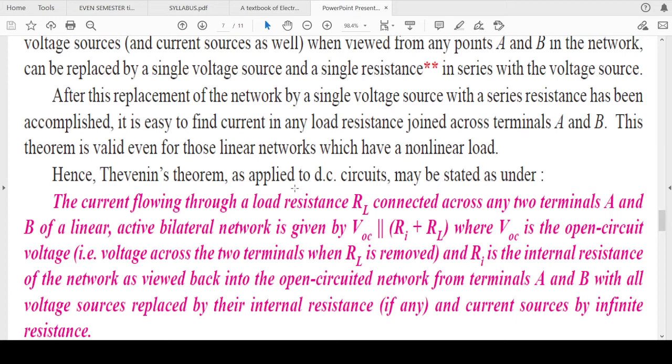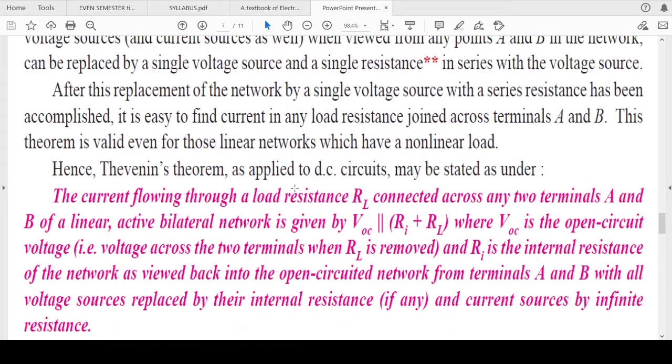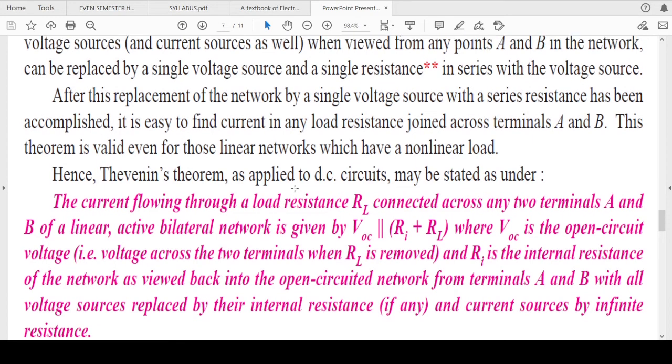RI is the internal resistance of the network as viewed back into the open circuited network for terminals A and B with all voltage sources replaced by their internal resistance and current sources by infinite resistance. So this is the basic thing of Thevenin's theorem.